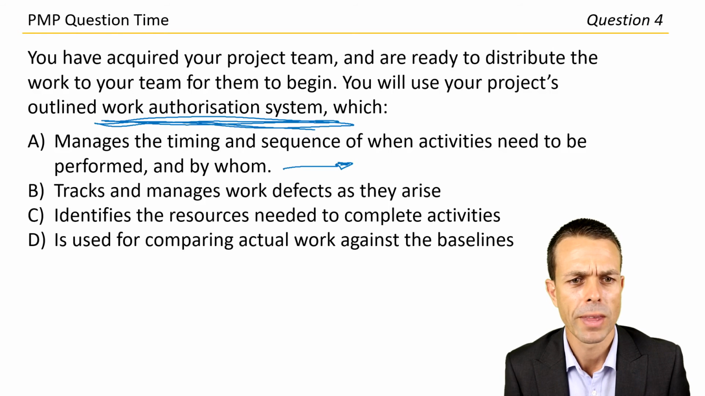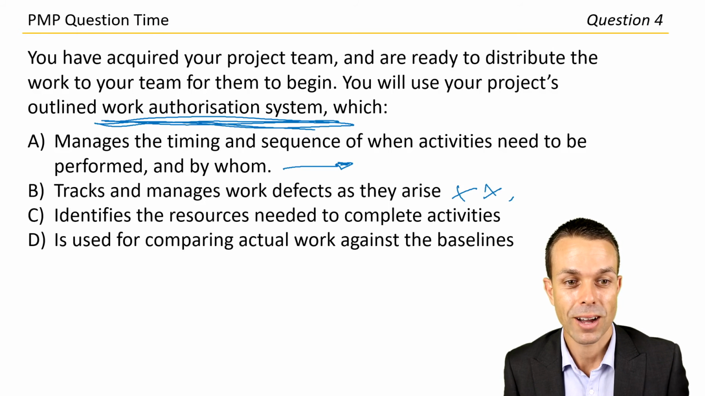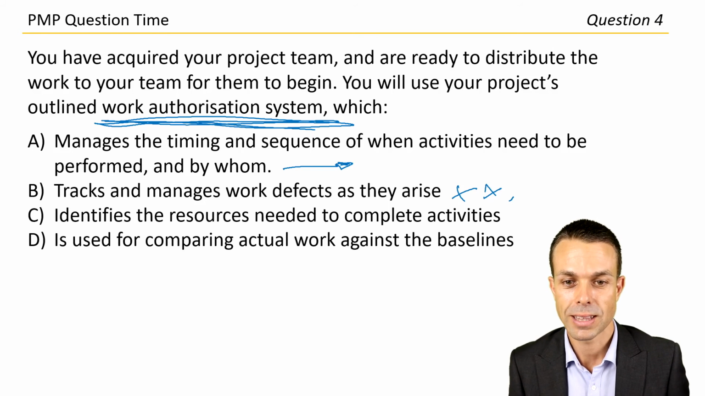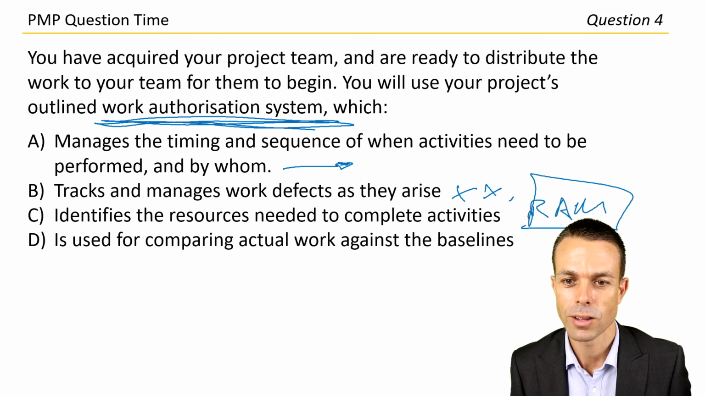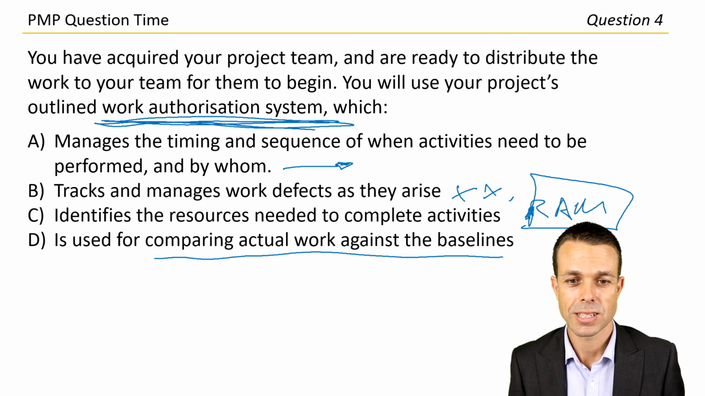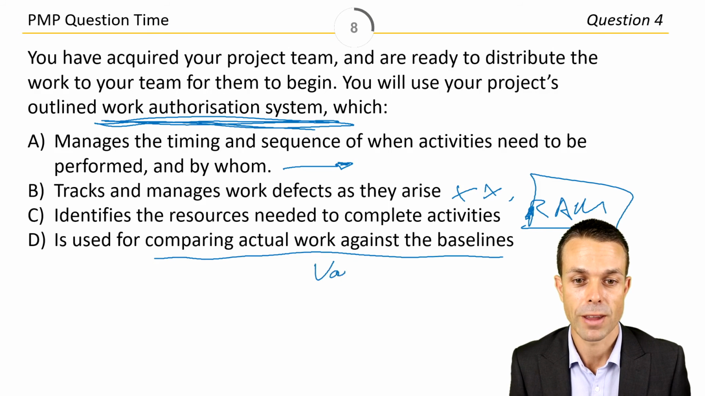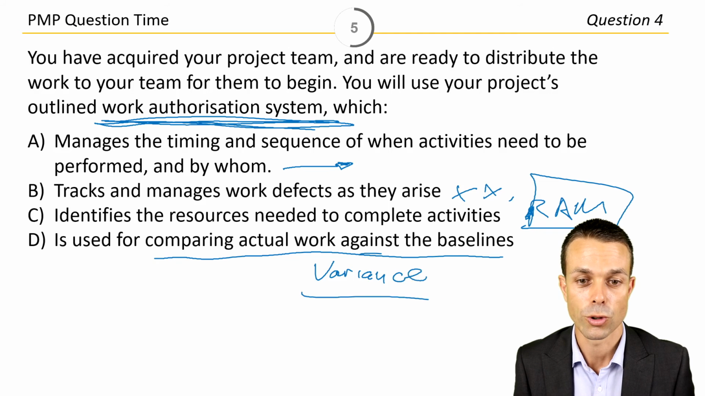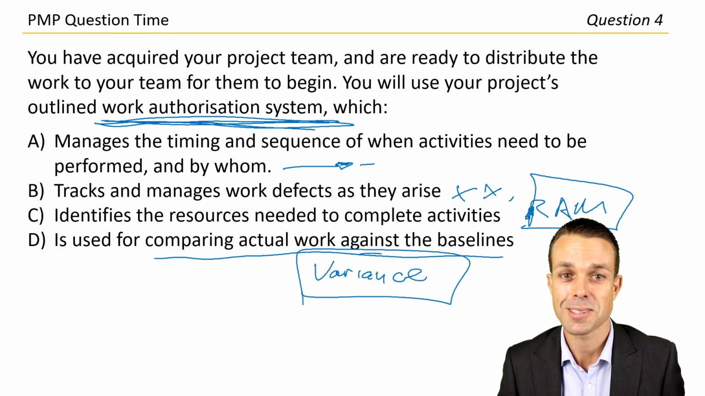I wonder if there's a better one here. Tracks and manages defects? No, definitely not defects. That's a good one. Identifies the resources needed to complete the activities. It's not really the resource management plan or resource assignment matrix, I think you might call it as well. It's not that. It's used for comparing actual work against the baselines. Not in the work authorization system. I mean, there's various different things that we'll need to look at for that, and that's our variance analysis that we'll get into. I mean, that leaves us with answer A. So let's go with answer A and lock that in and see how we go.